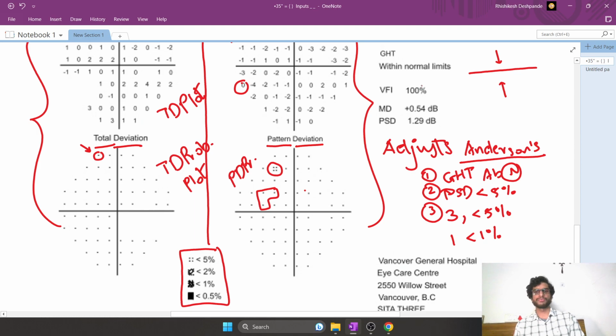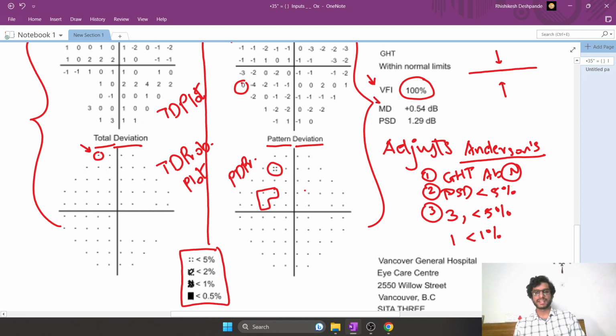VFI is visual field index. It's basically a numerical value which tells you how good the visual field is right now. 100% is basically absolutely normal visual fields, everything is working fine. 0% would not necessarily mean blindness, but it definitely means a perimetrically blind eye, an eye which appears blind on perimetry. So that is VFI, visual field index.